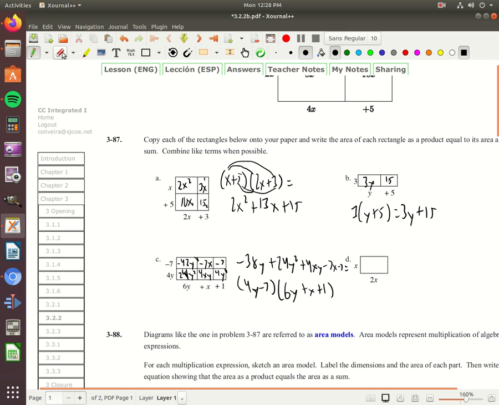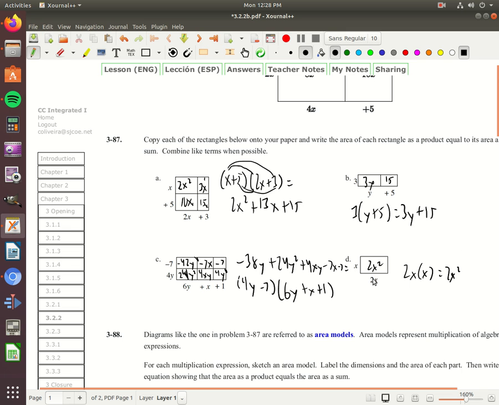So this is an ugly problem, right? There's a lot going on here. But you can still see it's just the side times the side is equal to the middle all added together. Here, x times 2x is just 2x squared. So I'm going to get 2x times x is equal to 2x squared.